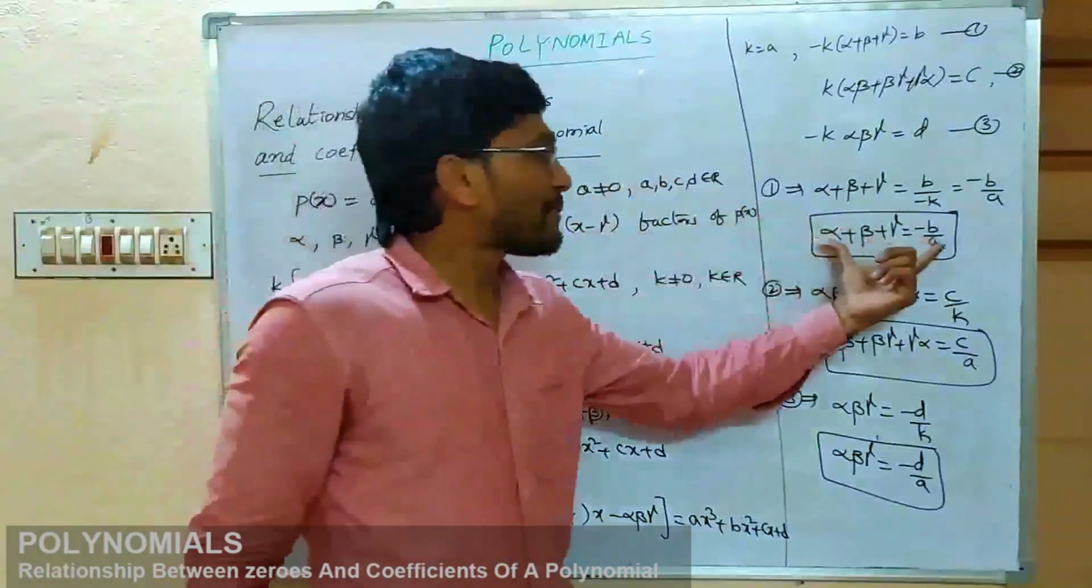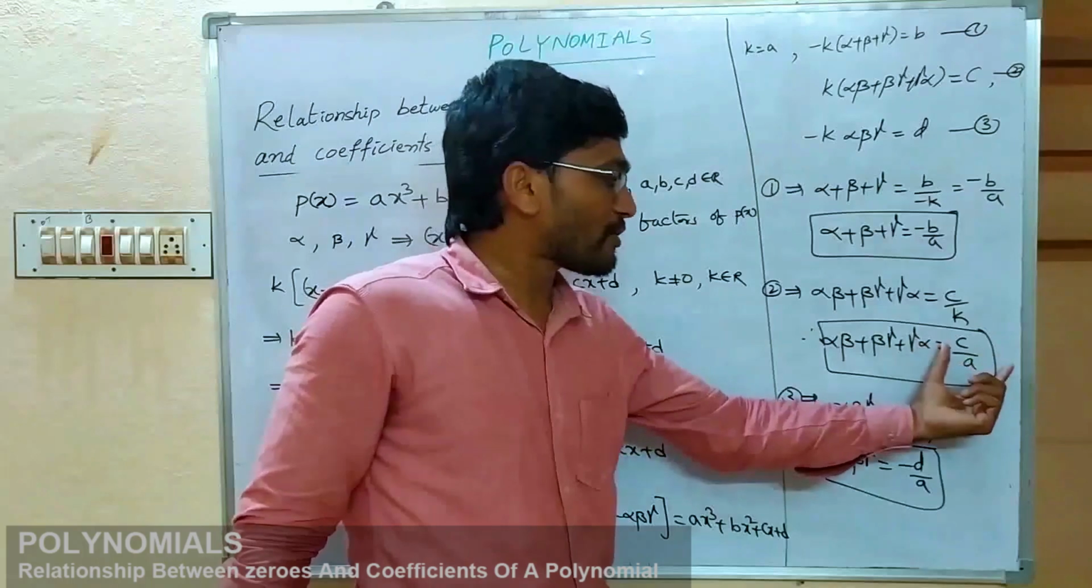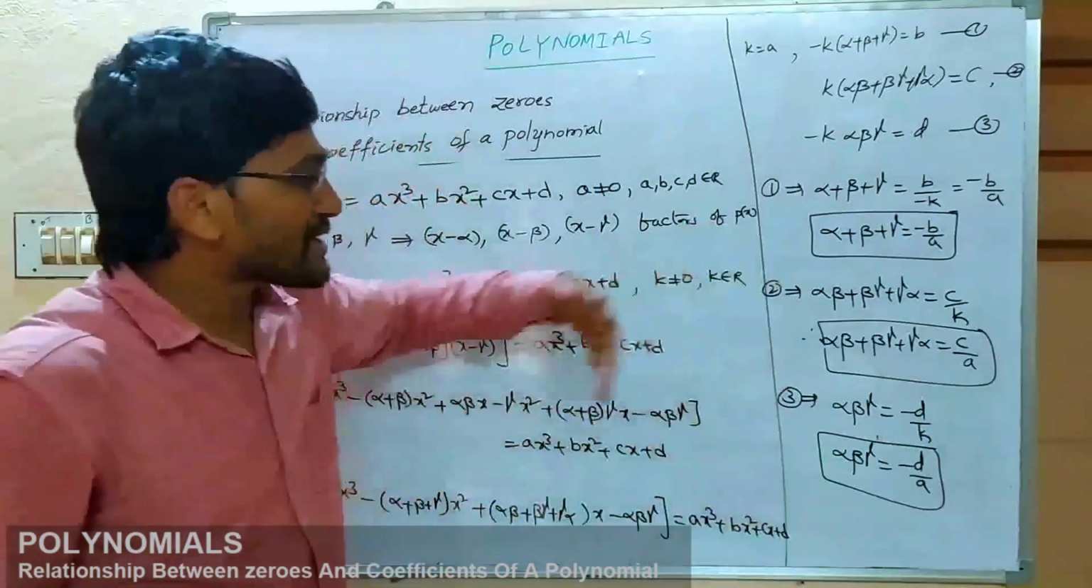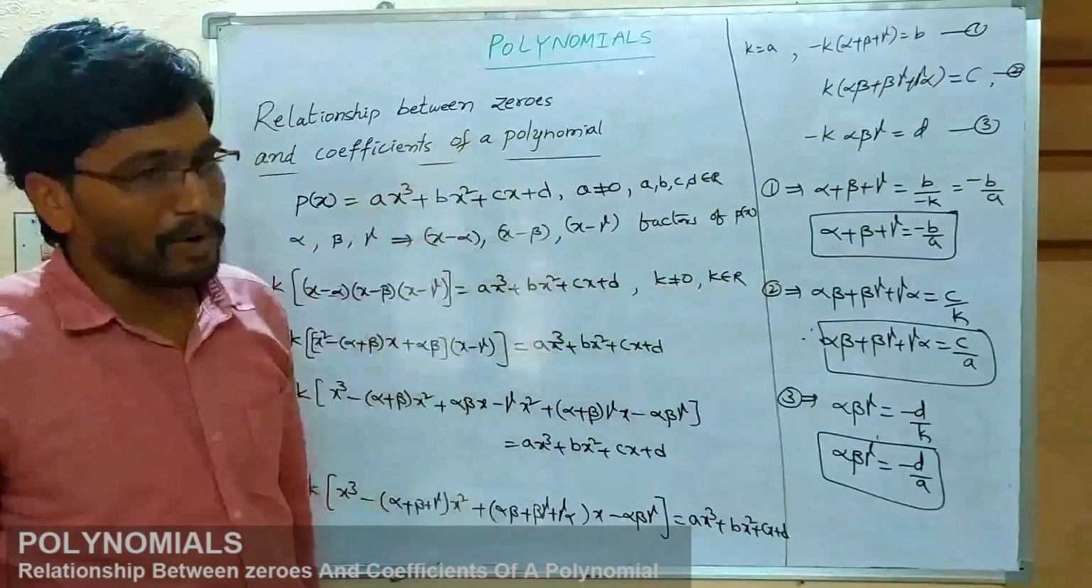So alpha plus beta plus gamma is equal to minus b by a. Alpha beta plus beta gamma plus gamma alpha is equal to c by a. Alpha beta gamma is equal to minus d by a. This is the relationship between zeros and coefficients of a cubic polynomial.